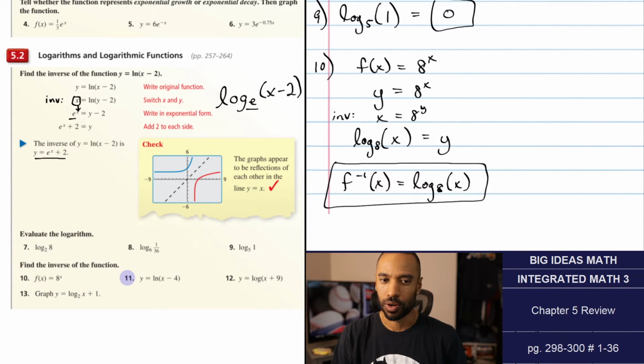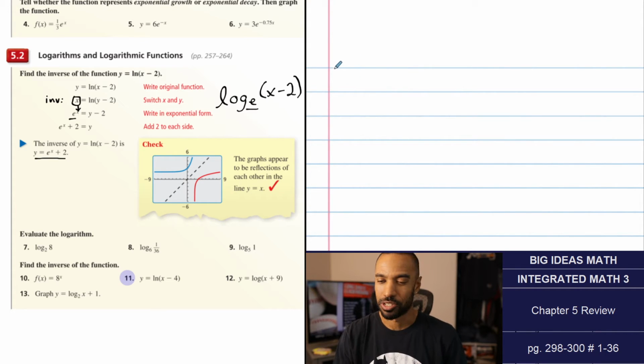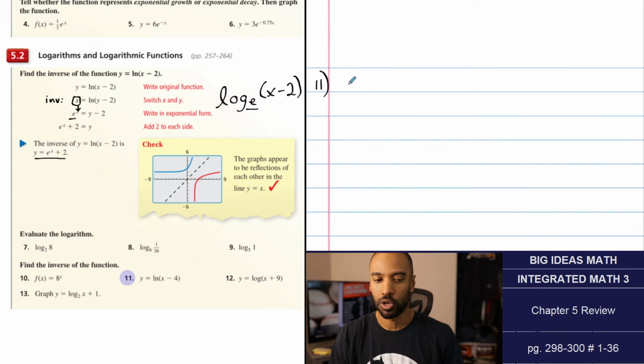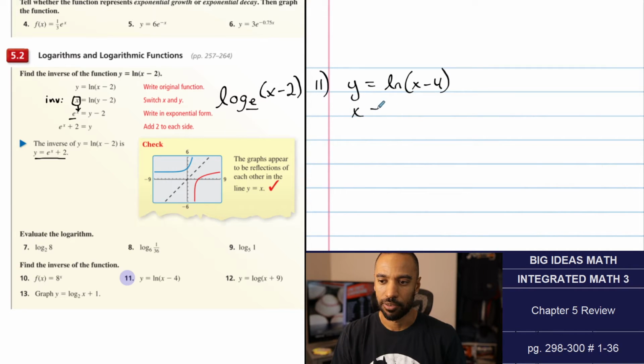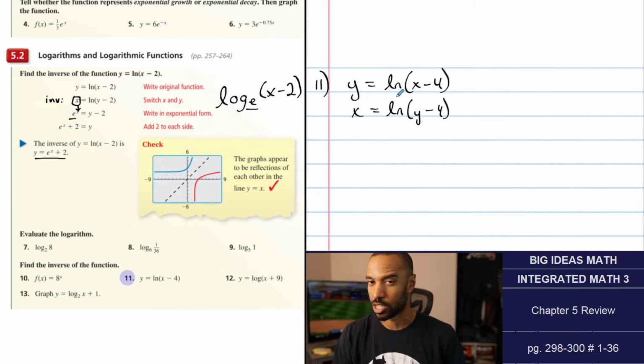You can see number 11 is going to look quite a bit like the example question. So much so that I think I can anticipate the answer is going to be e to the x plus 4. I just think that's it. So let's go ahead and follow that example. Well, I'm going to do my own, but see if it agrees with the example. Y equals natural log of x minus 4. Now I'm going to swap the x and y for our inverse step, and we're going to solve for y all over again. The y is buried inside of this logarithm. So I'm going to rewrite this in exponential form.